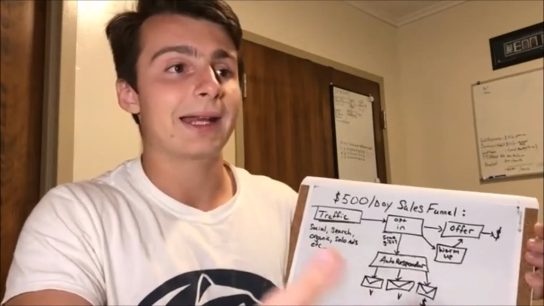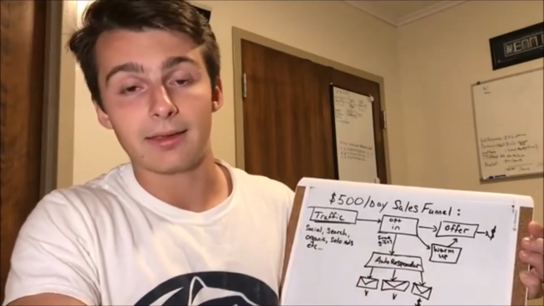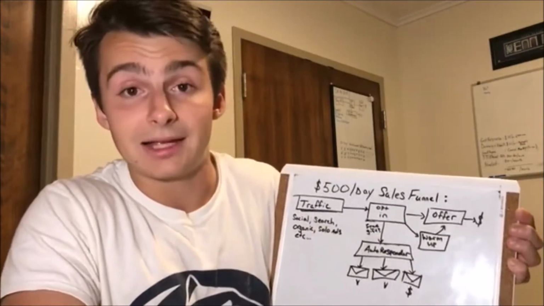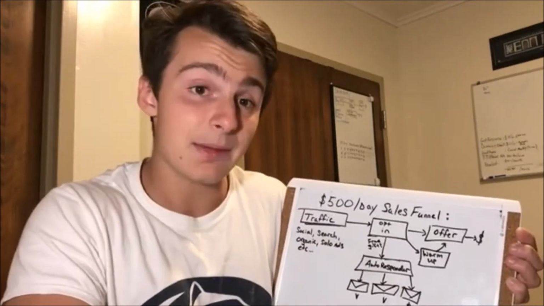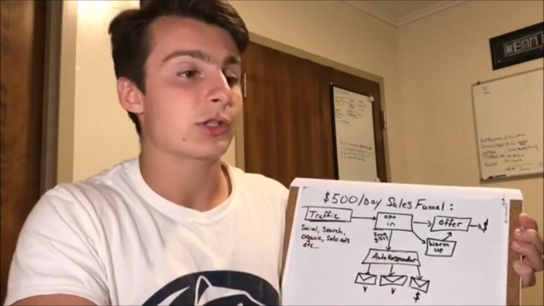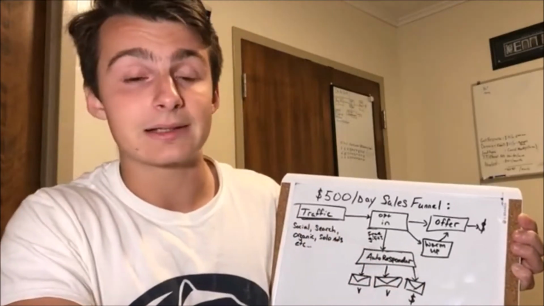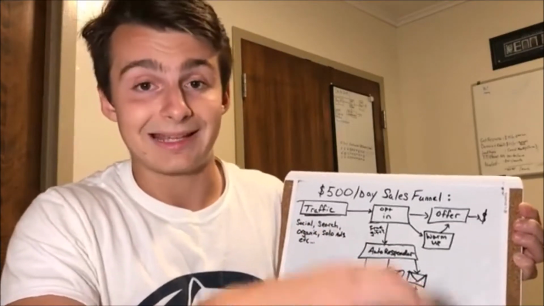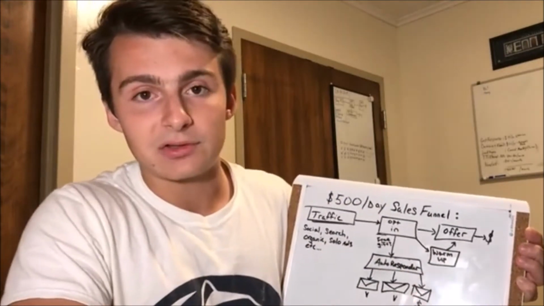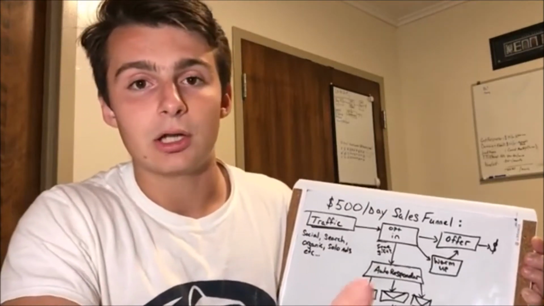Organic is traffic from, let's say, a YouTube video like this, Facebook posts, Instagram posts, where you don't pay for it. You put your time in, but you don't pay money. And solo ads is when you take advantage of someone else's email list and send an email to their list. You pay per click. They have those rates set for you, and then you go from there.